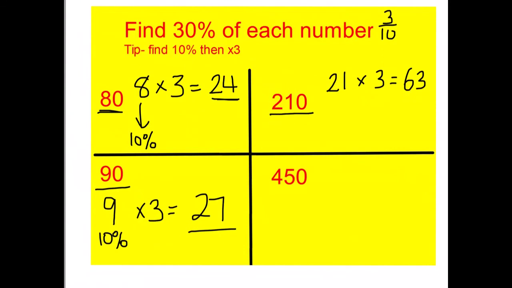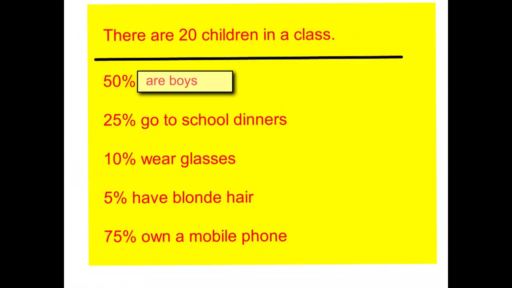My final one, 10% of 450 is 45. But we want 30%, so we have to times that by 3. 45 times 3 is 135. So 450 is where we started. 30% of that is 135.